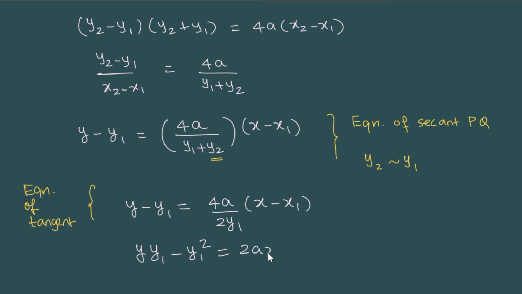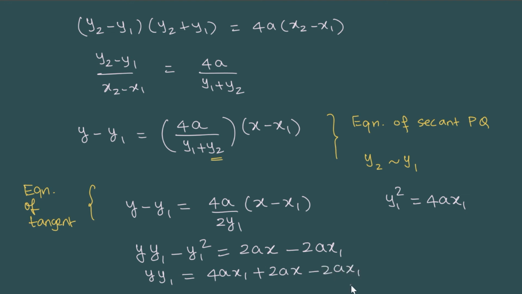We'll get 2ax minus 2a x1. Now also remember that y1 square is 4a x1. So let us substitute that here. Okay. So I have y1 square, I'm sending this to the right hand side, y1 square as 4a x1 plus I already have 2ax minus 2a x1.